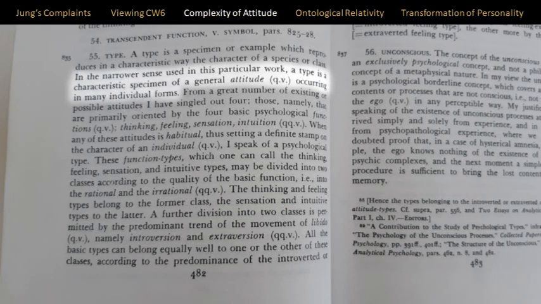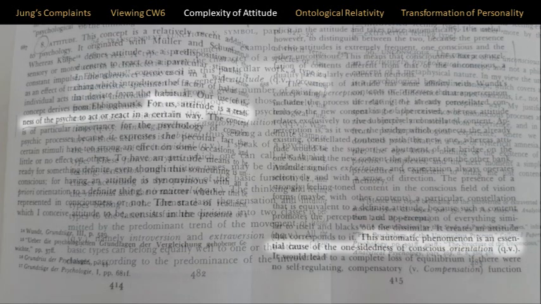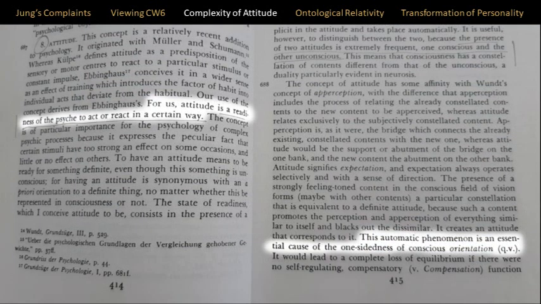Although attitude is an important concept in Psychological Types, Jung buries that importance in a complex network of cross-references. In his definitions chapter, he defines a psychological type by saying, "in the sense used in this particular work, a type is a characteristic specimen of a general attitude." If we follow the cross-reference to attitude, Jung defines it by saying, "for us, attitude is a readiness of the psyche to act or react in a certain way. This automatic phenomenon is an essential cause of the one-sidedness of conscious orientation."